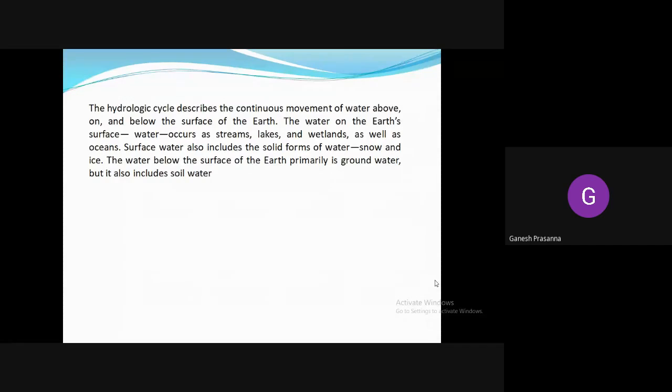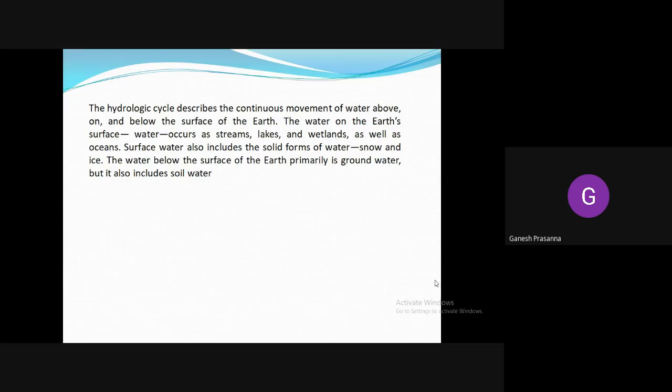It describes the continuous movement of water below the surface of the earth, above the surface of the earth, and on the surface of the earth. So it occurs in three layers of the earth, and in all these three parts the hydrological cycle is always a cyclic movement. Water on the earth's surface occurs in streams, lakes, wetlands, as well as in the oceans. These are the places where you can observe the water.